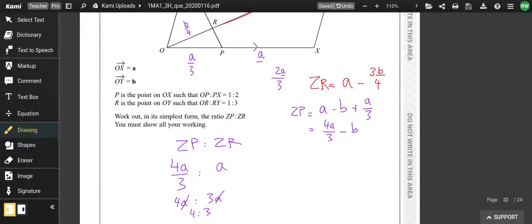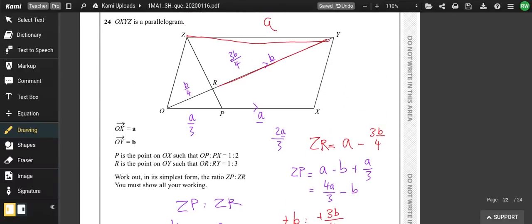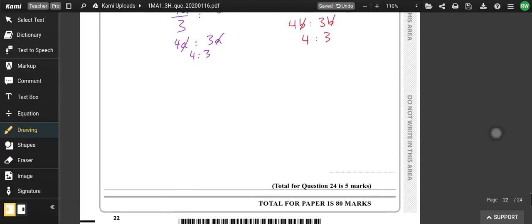So ZP was negative B, and ZR was negative 3B over 4. So I can times by minus 1, that's fine. And I can times both sides by 4. 4B to 3B, cancel the B's, and I get 4 to 3. Okay, so the ratio of ZP to ZR is 4 to 3, which kind of makes sense. It's like a third bigger if you look at ZR. Yeah, that should work. Okay, that's the end of the paper.